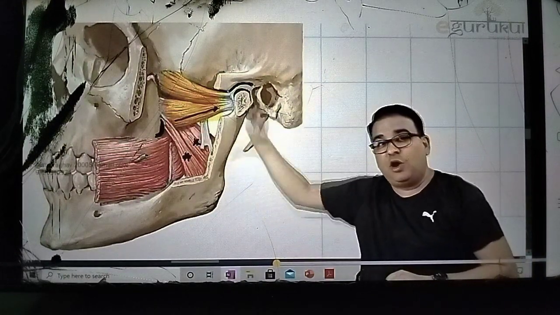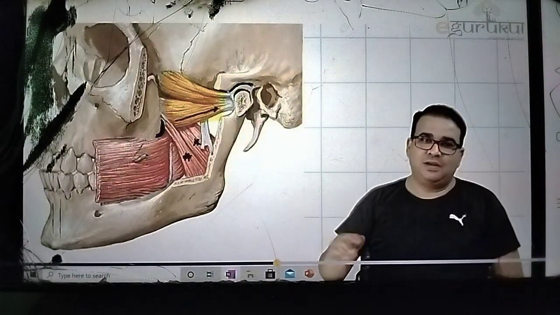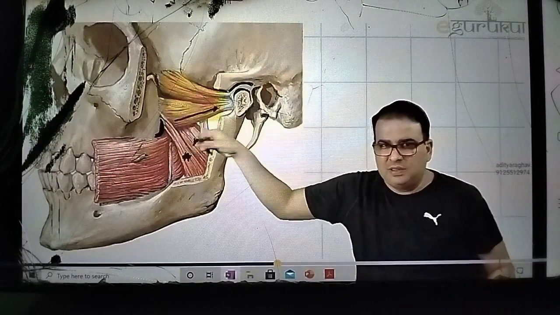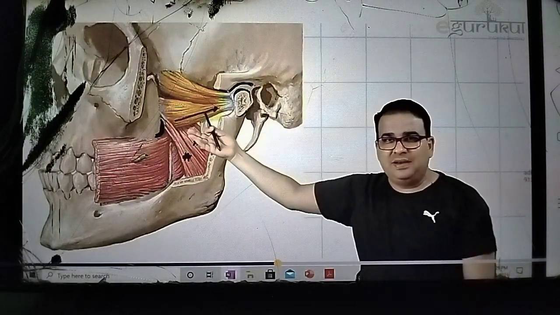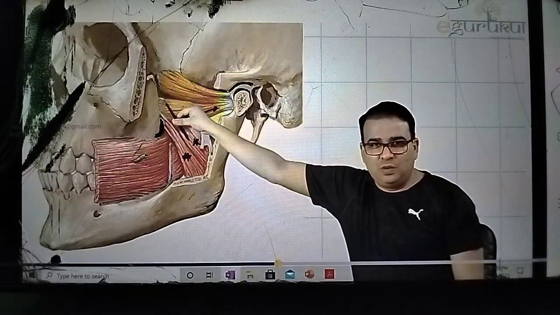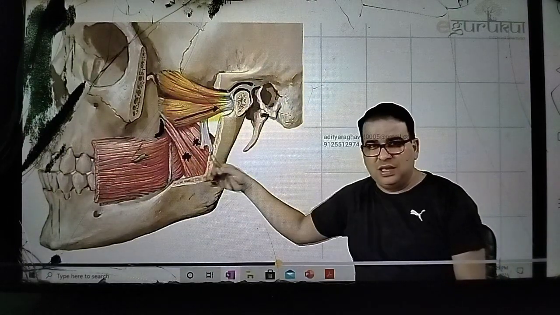Superficial head from maxillary tuberosity, deep head or underside coming from here, from the medial surface of lateral pterygoid plate. You can see the muscle is running downward and laterally, just like masseter. Masseter was outside, medial pterygoid is inside. Direction is same. So this muscle is also running downward and backward of course, and inserted on which surface?